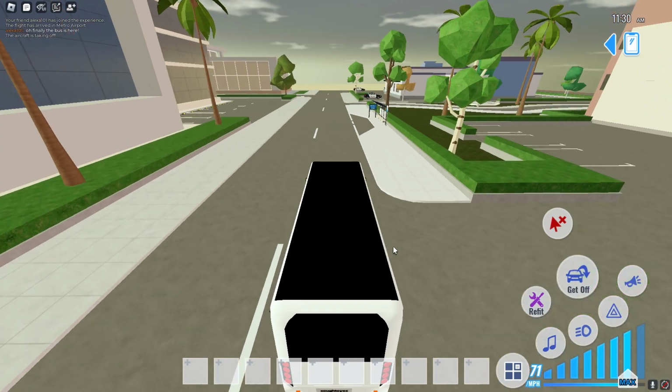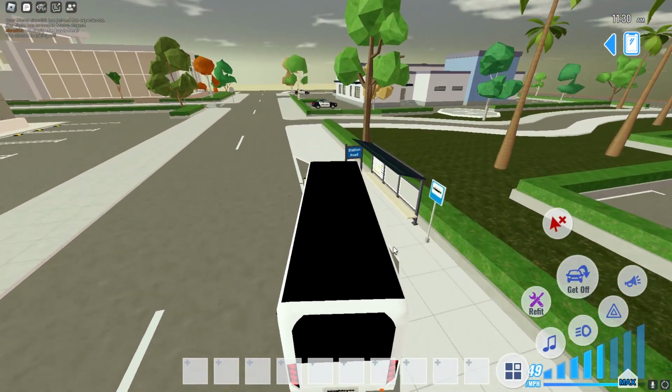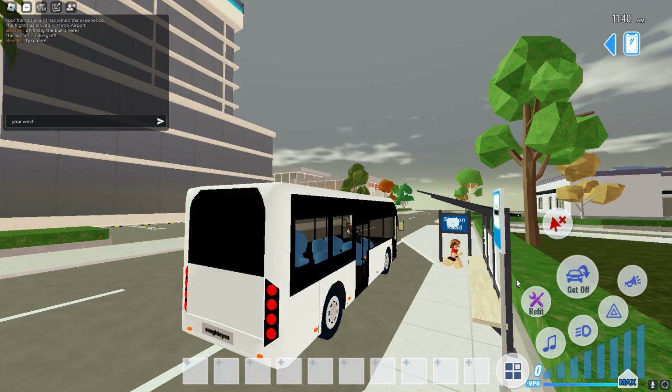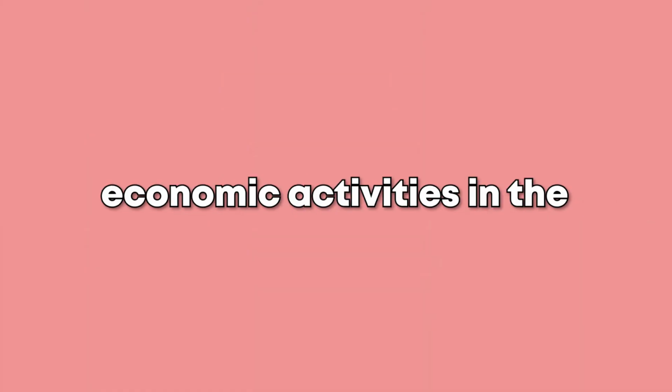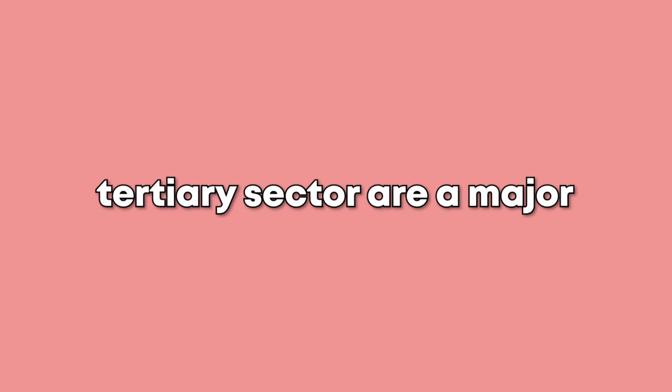Another example is a taxi, where the drivers provide services by driving people to their requested destinations. By distributing goods and providing jobs that service many people, economic activities in the tertiary sector are a major contributor to the economy, as well as to the development of the primary and secondary sectors.